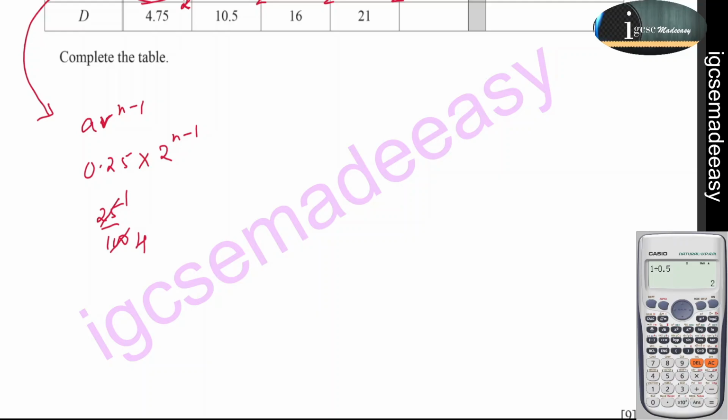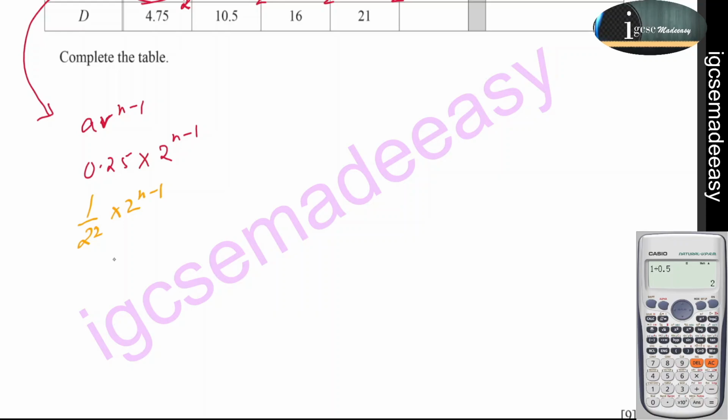I want 1 by 4 to be in the form of base 2, right? So I'll write it as 1 upon 2 square, correct? 1 upon 2 square into 2 raised to the power n minus 1. You might have understood how 1 upon 2 square comes, because 25 by 100 is 1 by 4, and 1 by 4 I reduce to 1 upon 2 square.